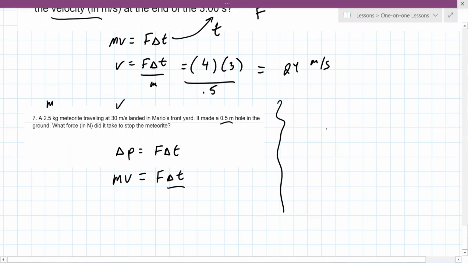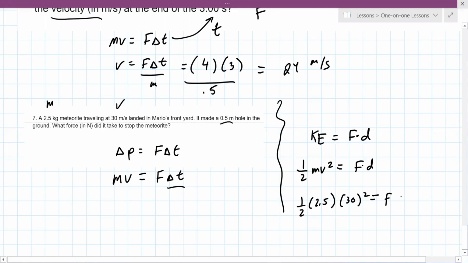We did this yesterday. The change in kinetic energy, or the kinetic energy in this case, equals force times distance. So the kinetic energy here, 1/2 mv squared, equals force times the distance. We know the distance, 0.5. We don't know the force, so we're going to calculate that. So it's 1/2, 2.5, 30 squared equals the force times 0.5. And the force, when you do the calculations, is 2250 newtons.